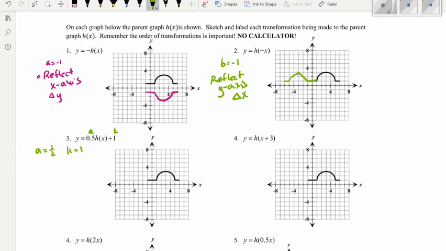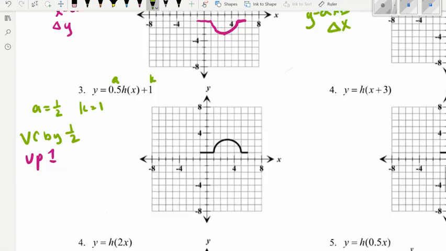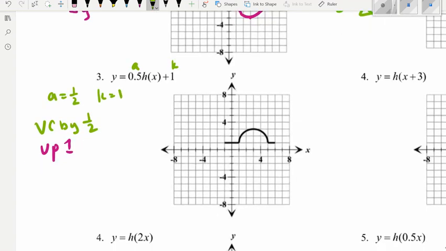So that means we have a vertical compression by 1/2, and then we're going to move our graph up 1. Vertical compression by half means that we're going to multiply our y values by half. I'm going to zoom in because it's going to get hard to see. So 1 times 1/2 is 1/2. Then we have 3 times 1/2, which is 1.5, and then 1/2 right here.